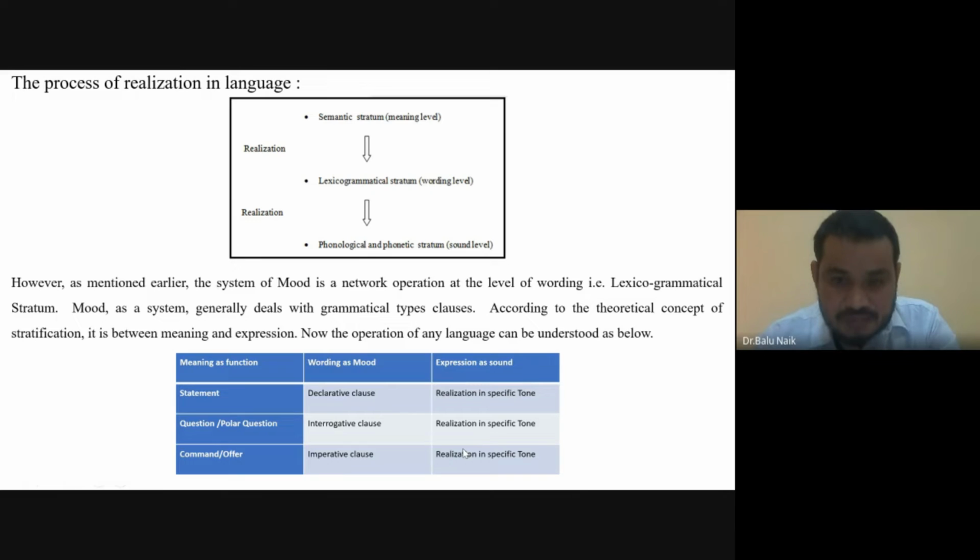Expression is the sound level. Meaning is the function level. Word is the mood level. When we see the word level: declarative class, interrogative class, imperative class. Expression level: tonic, realized in specific tones.